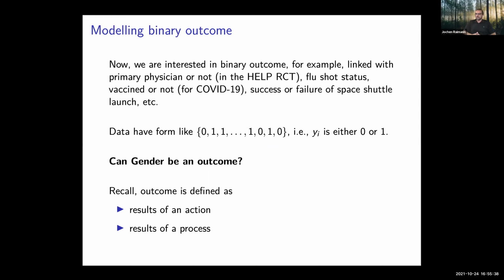And that can be literally everything that you think of that is an outcome of interest. It can be linked with a primary physician or not, like in the HELP RCT dataset that we will be using as an example. It can be flu shot status, COVID-19 vaccinations, success or failure of space shuttle launches as in the lab. And the data can have a form basically as shown here in 0 and 1.